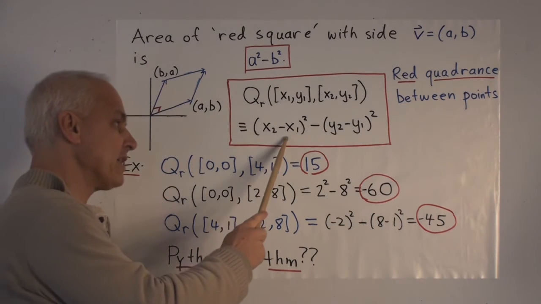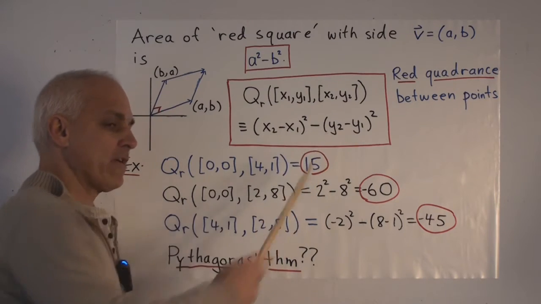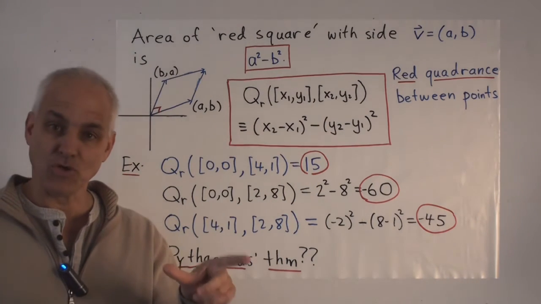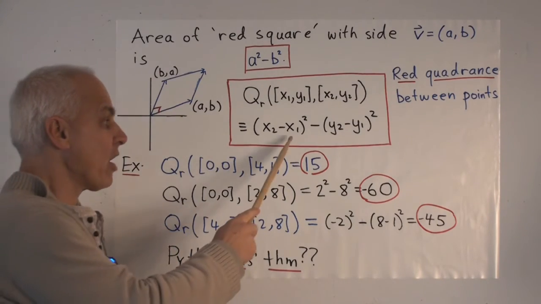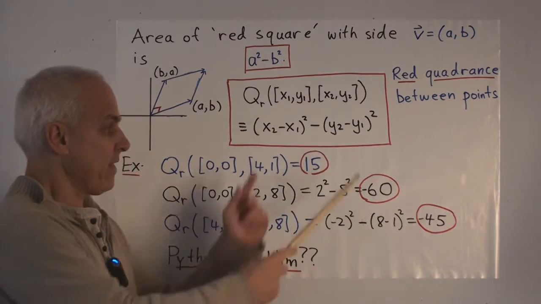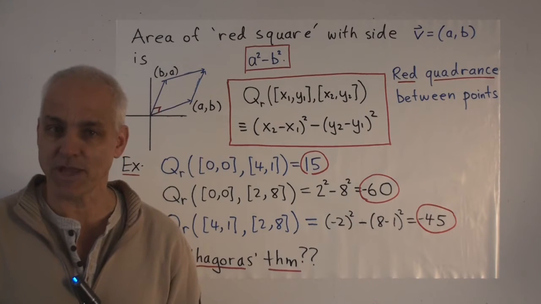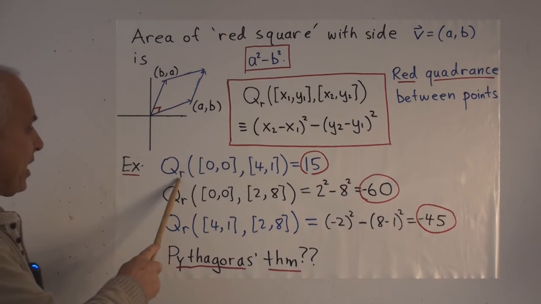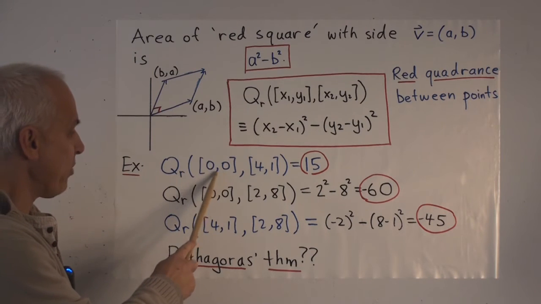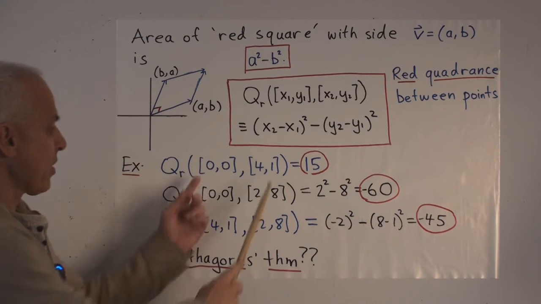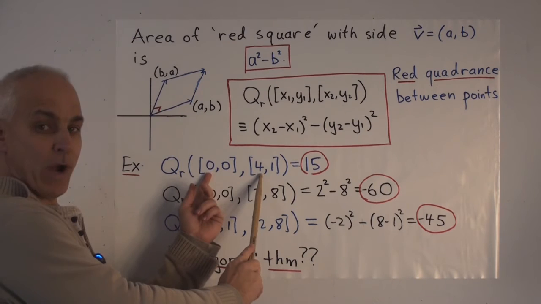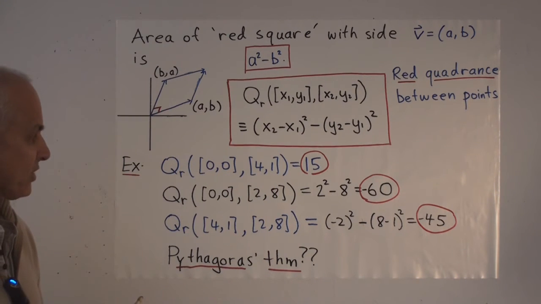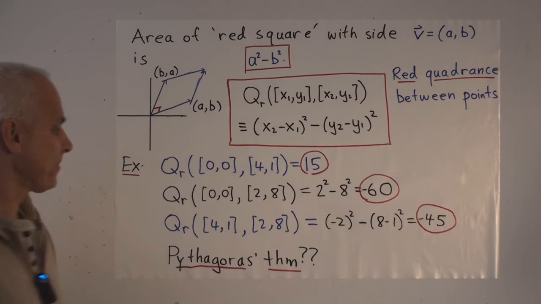And I remind you from last video that this is the kind of quadratic form that appears in Einstein's special theory of relativity. In two space-time dimensions, we were talking about x squared minus t squared. That's exactly this kind of geometry that we're talking about here. As an example, here is the red quadrance between the point 0, 0 and 4, 1. We take the difference between the x-coordinates squared, that's 16. The difference between the y-coordinates squared, that's 1. We get 15.